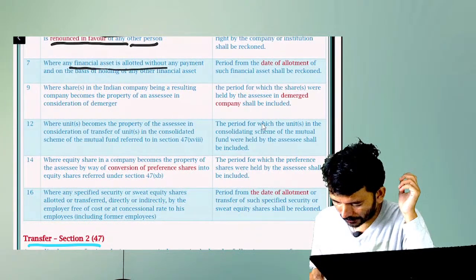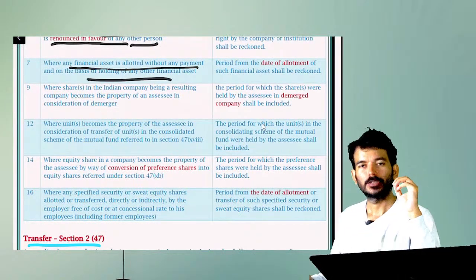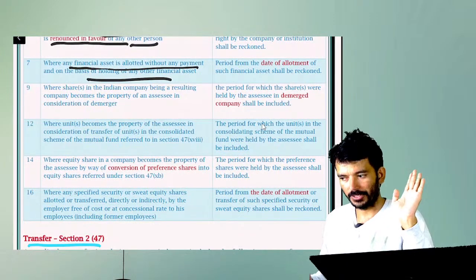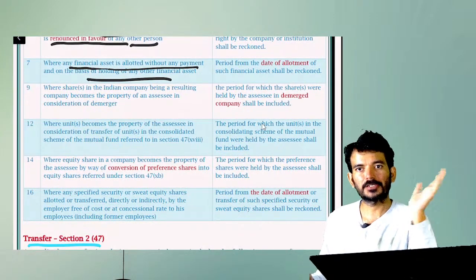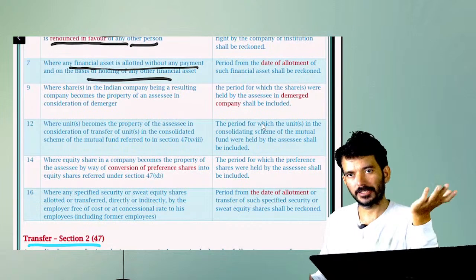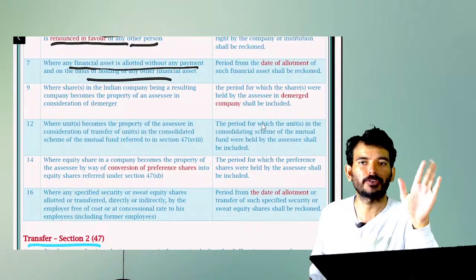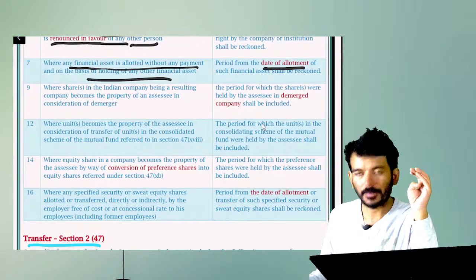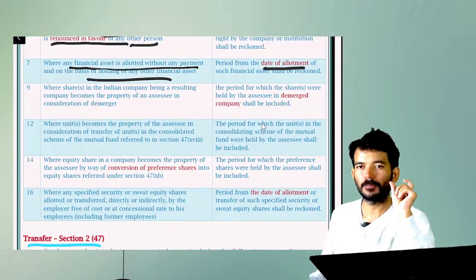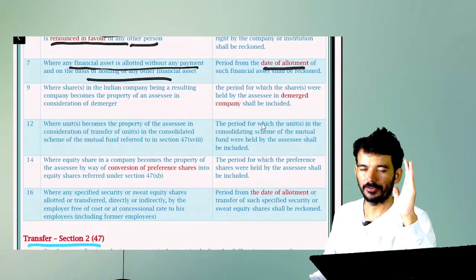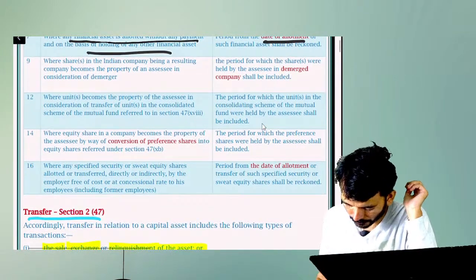Where the financial asset is allotted without any payment, so these are bonus shares. So I'm just giving you free shares. You're already holding 100 shares. I'm giving you 100 shares for 100 shares. You don't pay anything. That is like capitalizing my reserves, or I'm giving shares for free. So again, you will calculate from the date of allotment. Remember that the date of allotment is the starting date for any securities.